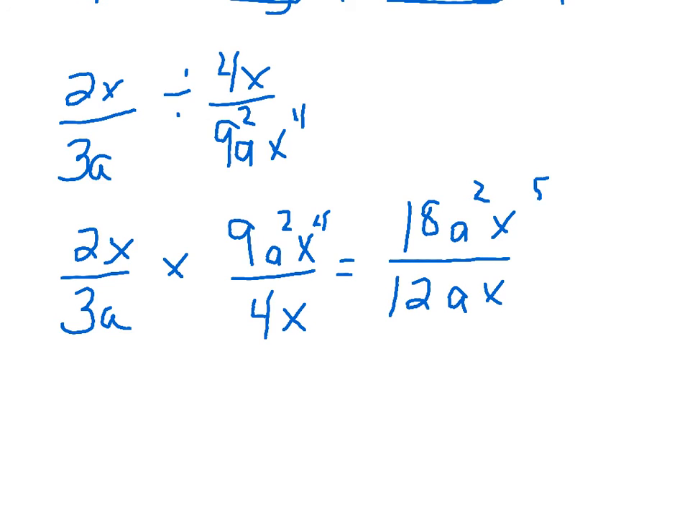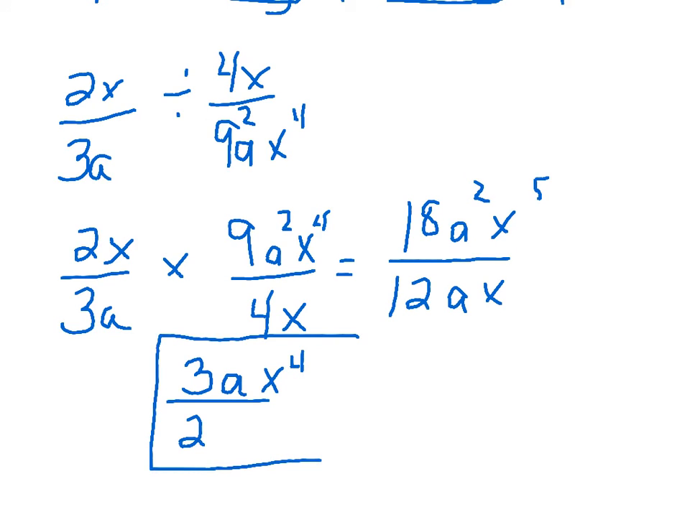Now we can reduce. 6 goes into 18 and 12. We get a 3 on the top and a 2 on the bottom. We're left over with 1a on the top and 4x, oh sorry, not 5, 4x's on the bottom. On the top, sorry. Trying to write and talk at the same time isn't always successful.